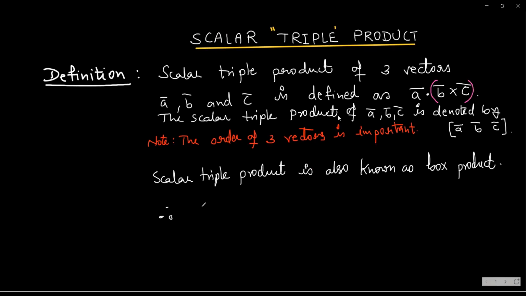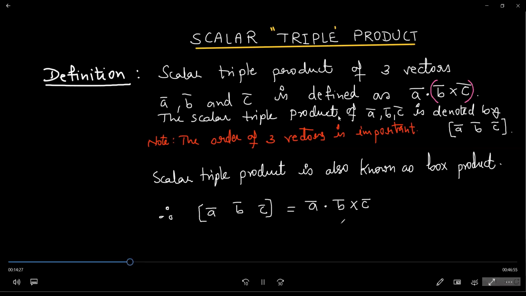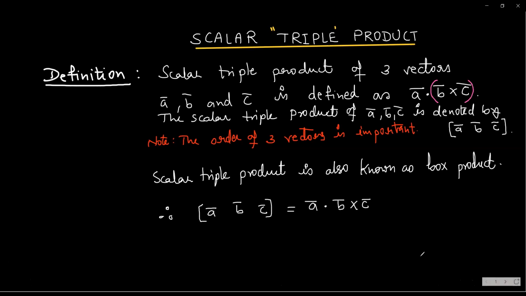So therefore, we can say box product a bar, b bar, c bar. Please don't put a comma. Box product a bar, b bar, c bar is equal to a bar dot b bar cross c bar. We will write box of a bar, b bar, c bar as a bar dot b bar cross c bar. This is how you will write. So this is the definition of box product, scalar triple product, of three vectors a bar, b bar, c bar.